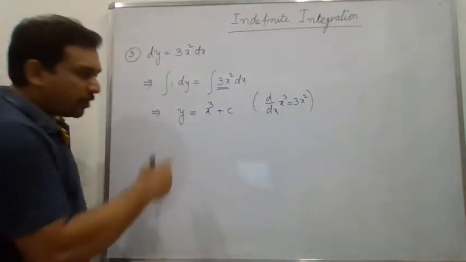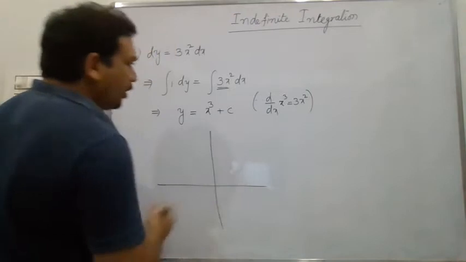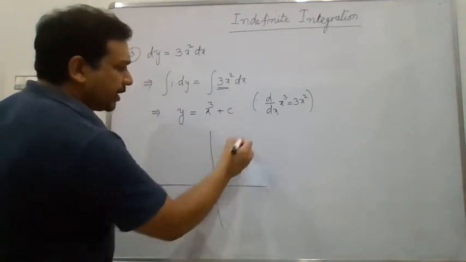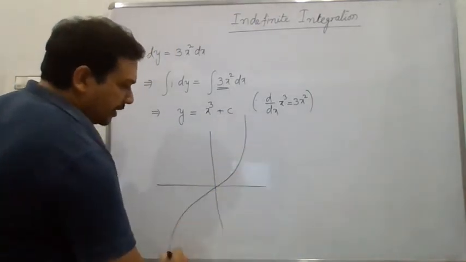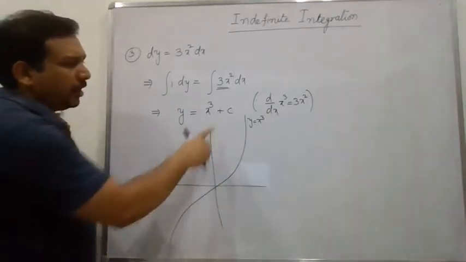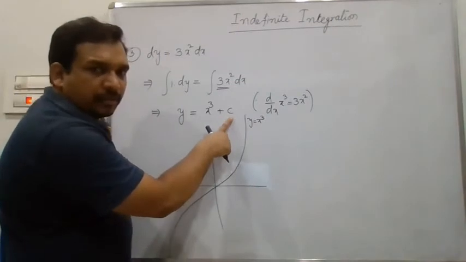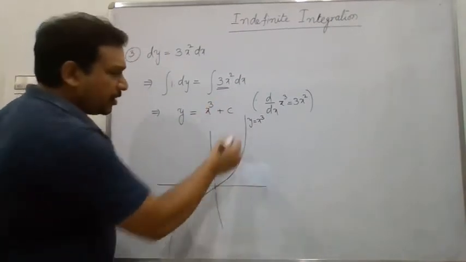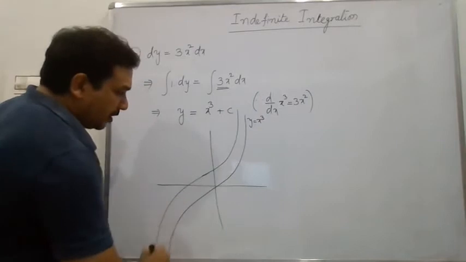If you see the graphs of all this, graphs will be like this. First, if I take c as 0, then y is equal to x cube. This is the graph of y is equal to x cube. Then if I write c as 1, we should lift this graph by 1 unit. You get a graph like this. Parallel graph.